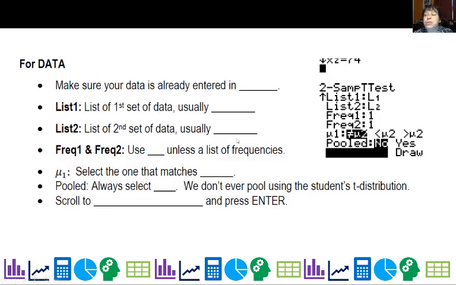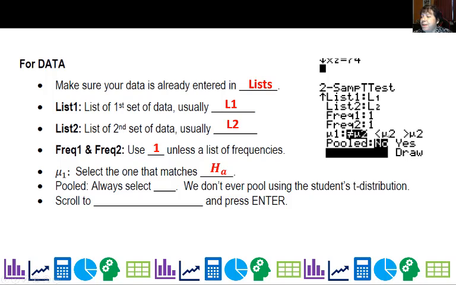Now for data, make sure your data is already entered in a list. And for list 1, so this is the prompt you get when you select data instead of stats. You'll put list 1 and list 2. Frequency should be 1 unless you actually do have a frequency list, which is pretty rare.